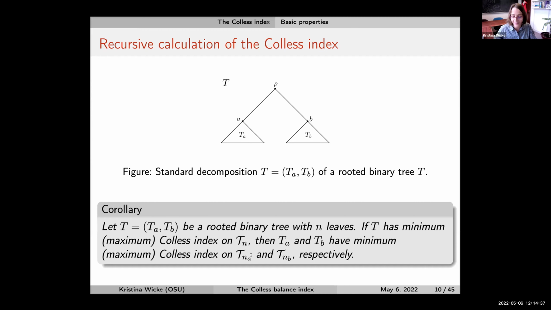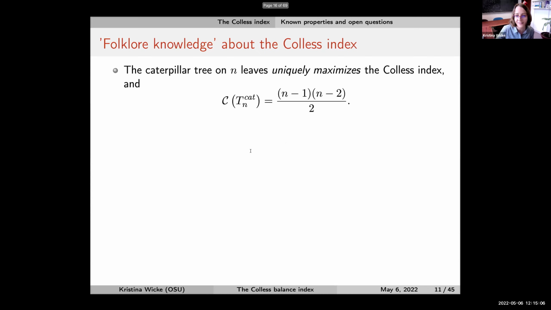If that was not the case, for instance, if TA was not a minimal Colless tree, we could replace it with a minimal one on NA leaves, and in total obtain a smaller Colless index. Okay, so the central idea here is the Colless index is recursive, and an optimal tree will have optimal subtrees. And this holds for every level, so we can recurse down the tree. Okay, so these are two basic properties of the Colless index.